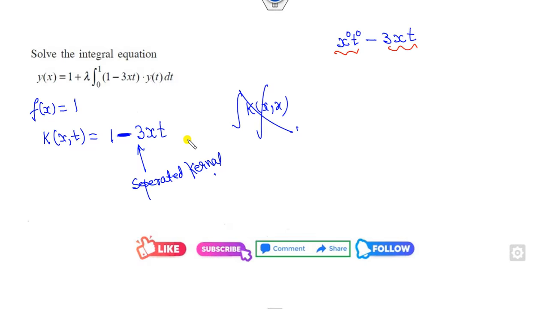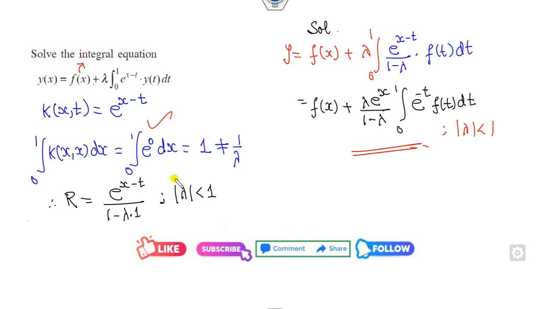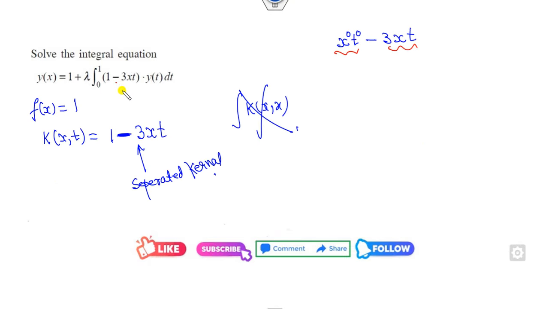So that means this shortcut trick is not applicable for this problem because this is a degenerate kernel, also called a separated kernel. How you can solve that I will explain in the next lecture, again with the help of shortcut tricks.